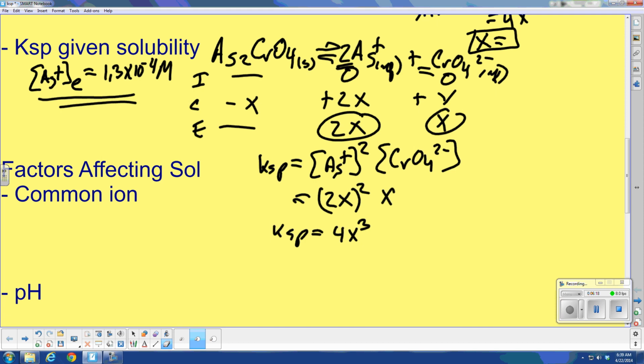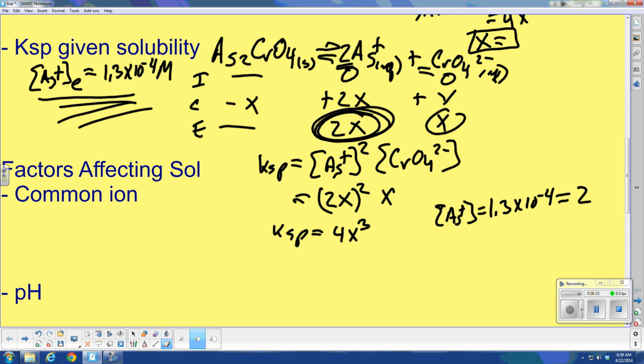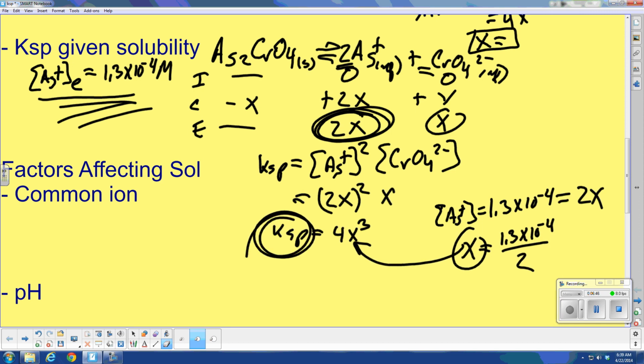I know that my silver concentration is equal to 1.3 times 10 to the minus fourth. But that is also equal to what? 2x. So then I can solve for x. X is equal to 1.3 times 10 to the minus fourth over 2. And then what am I going to do? I'm going to substitute in here. And when I substitute in there, I can run my calculator and solve for KSP. That's the way you do that.